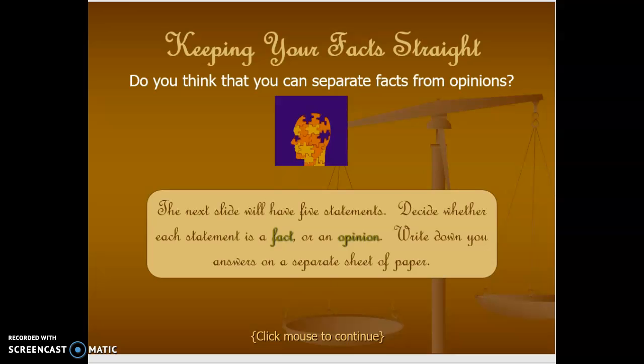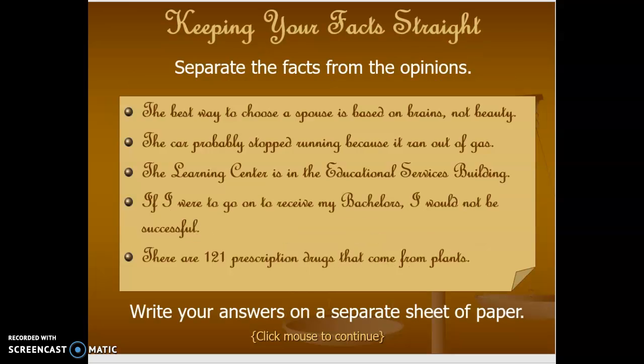Okay, so let's see if we can figure out which statement is a fact or which statement is an opinion. So push pause and just on a scratch piece of paper, there's 5 sentences. Write F if it's a fact, O if it's an opinion. And when you're done, then unpause. All right, let's see.